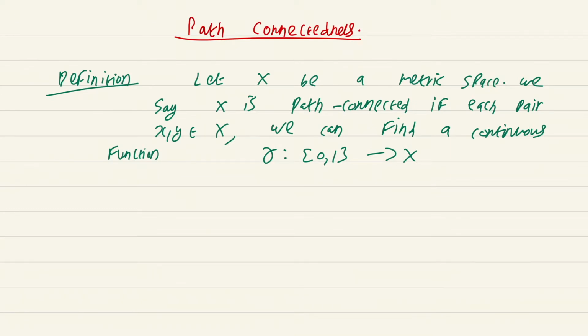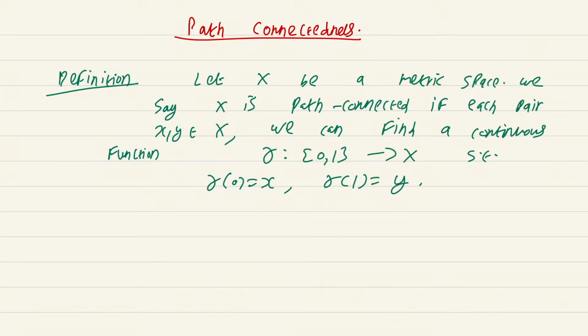Again, there is nothing special about [0,1]. You could have taken any closed interval, it would have worked. So we can find a continuous function gamma from [0,1] to X such that gamma of 0 is equal to x and gamma of 1 is equal to y. In short, given any 2 points in the metric space X, we can find a continuous path that connects x and y. So the terminology is very geometric and visual.